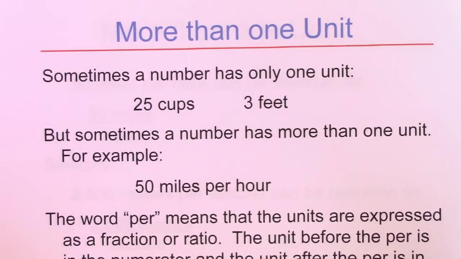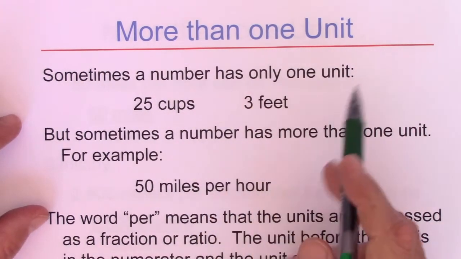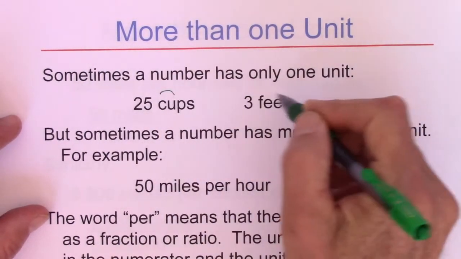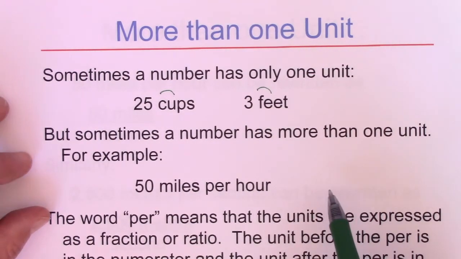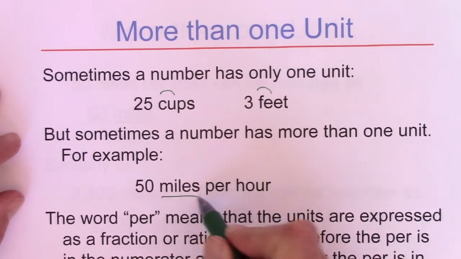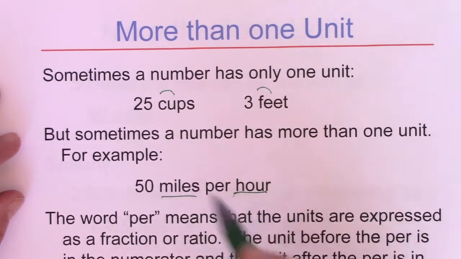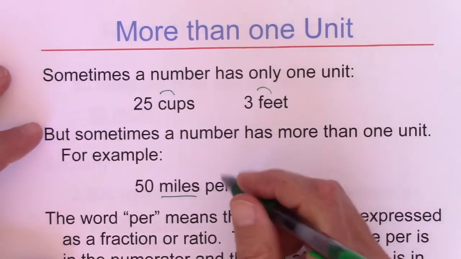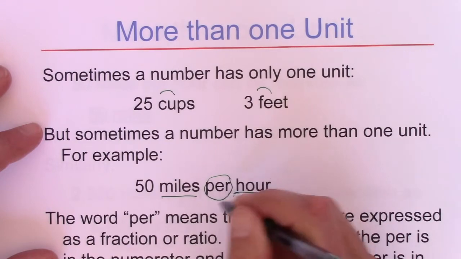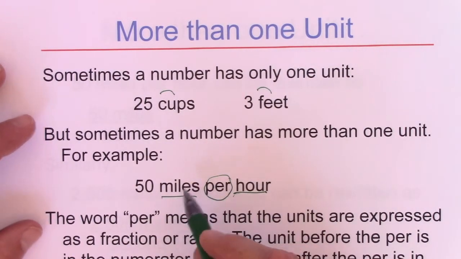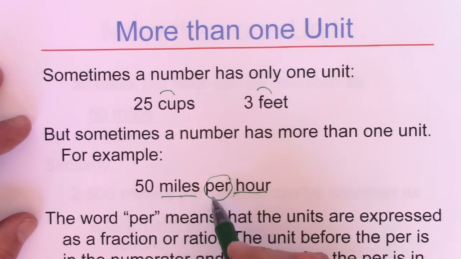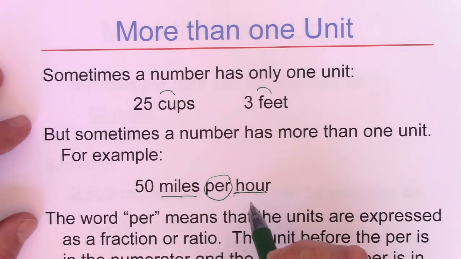Another thing to point out is that sometimes a number has only one unit, like 25 cups or 3 feet, but sometimes a number has more than one unit. For example, 50 miles per hour. Both miles and hour are associated with the 50. The word per is very special. It means that this is going to be represented as a ratio, and always the rule is that the units that come before the per are in the numerator, and the units that come after the per are in the denominator. So here's what that looks like.